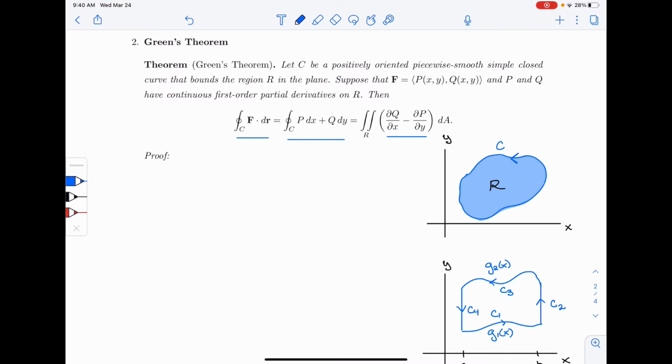It was proved by the mathematician Green. So it's not named after a color. That's actually the name of the mathematician.